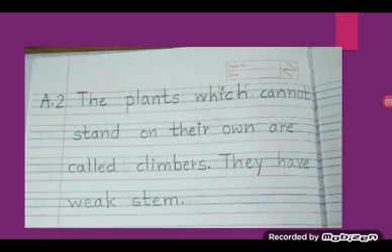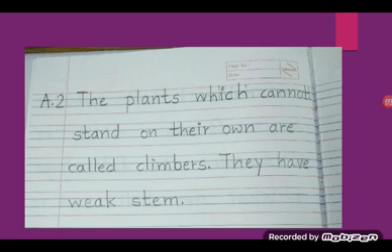The answer is answer number 2. We have to write it in the margin. The answer is, the plants which cannot stand on their own are called climbers. Full stop. They have weak stem. Full stop. Now see children, here in THE, the T is capital because it is the starting alphabet.